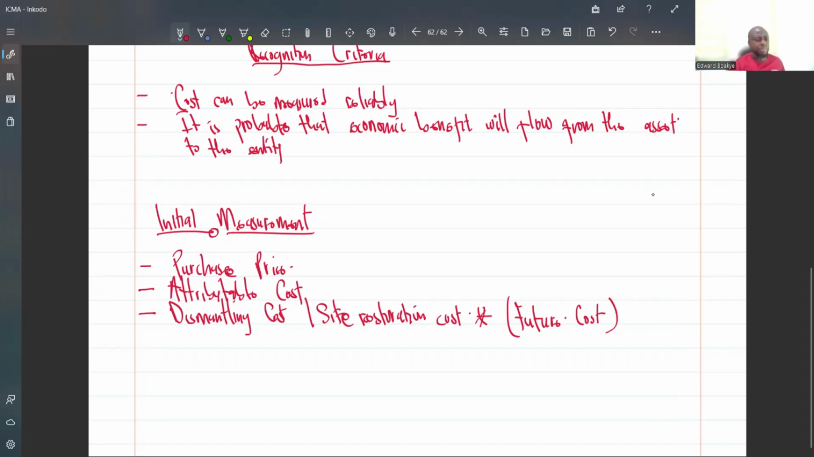So surely if we solve a scenario, you will see that the dismantling cost, we are going to bring it to the present. The site restoration cost, we will bring it to the present, because it's a cost we will incur in future. So if you want it today, then we have to get what? Its present value today. That is basically the initial measurement of PPE.